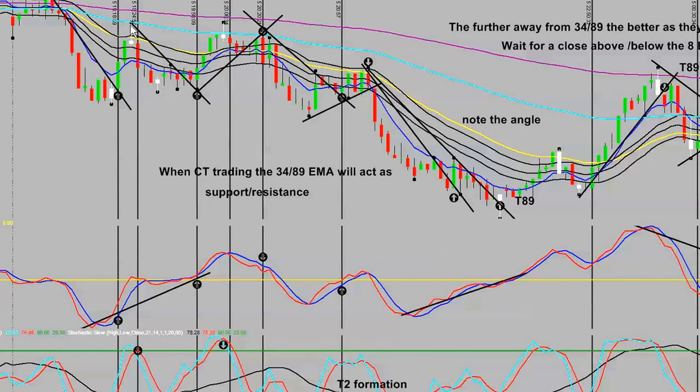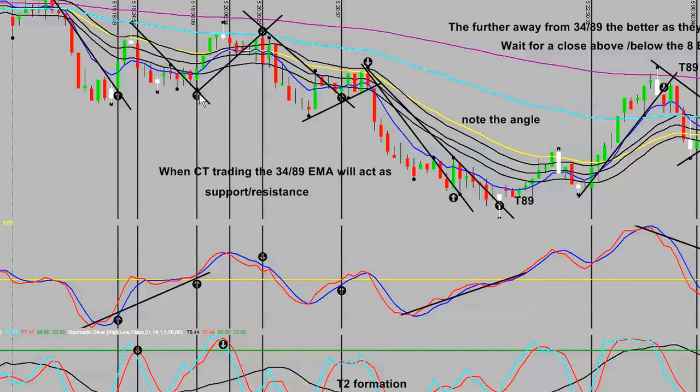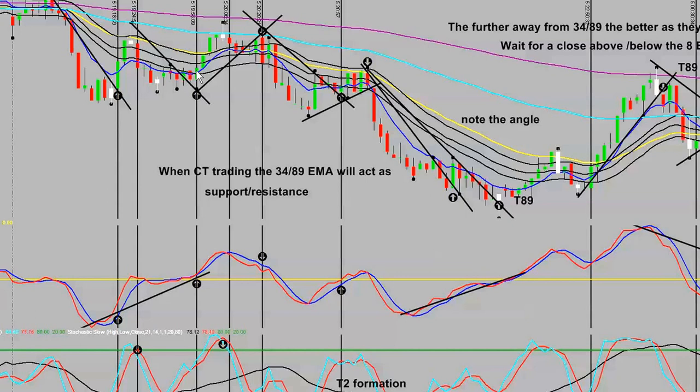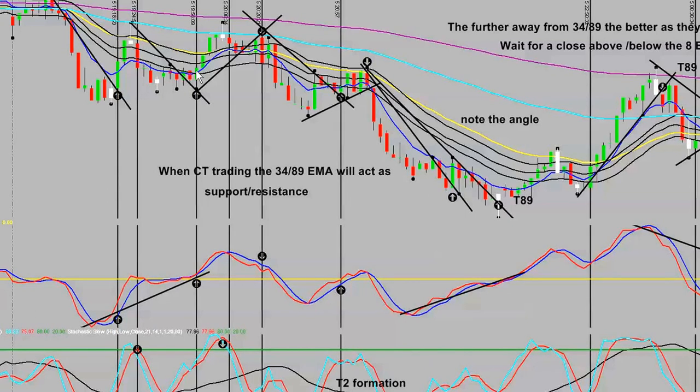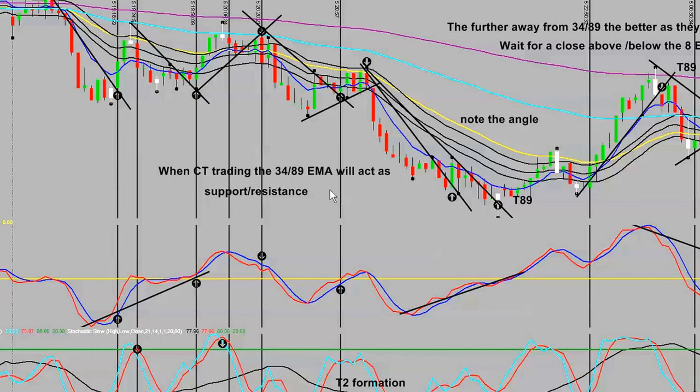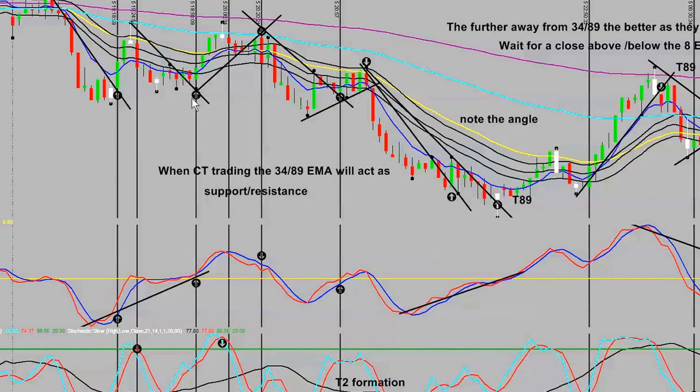So let's have a look at these. You can see a fractal point, your black dot up here. Draw a line from there to there, and your entry would have been in here on this candle. Remembering that your moving averages, particularly your 34 and your 89, are going to offer very strong support resistance. The comment I've got here: when CT trading, counter trend trading, the 34 and 89 EMA will act as support resistance. Be very much aware of that.